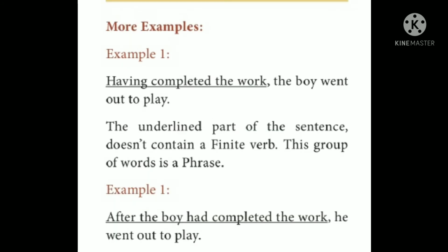See the first one. Having completed the work, the boy went out to play. The underlined part of the sentence doesn't contain a finite verb, for example, having completed the work. This group of words is a phrase. See the next example. After the boy had completed the work, he went out to play. Here the underlined part of the sentence contains a finite verb. Hence we call it a clause.